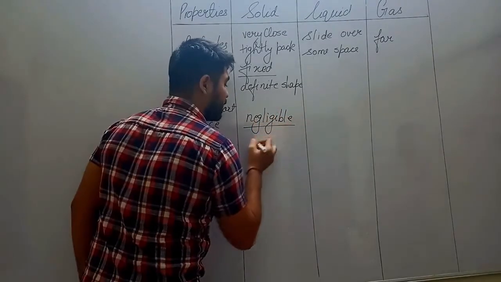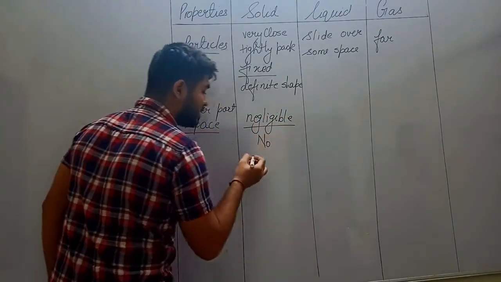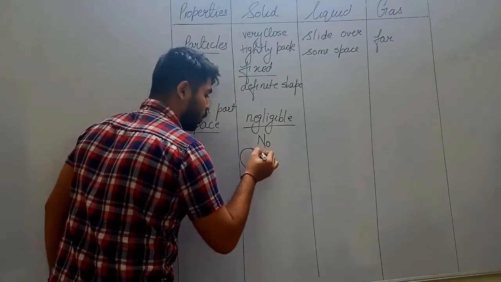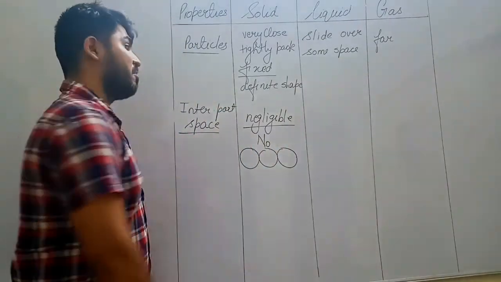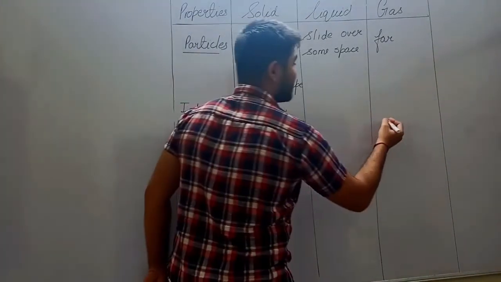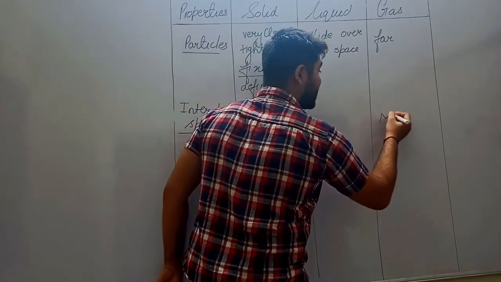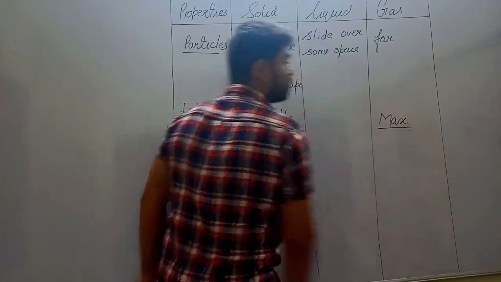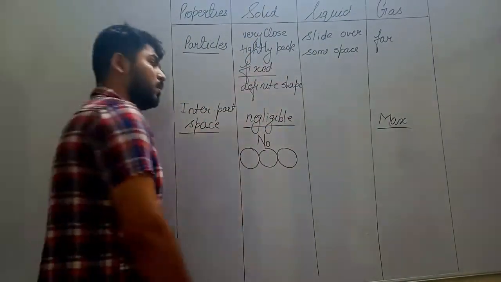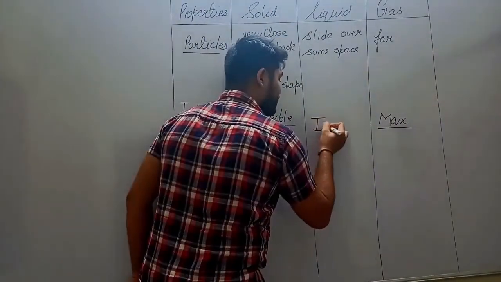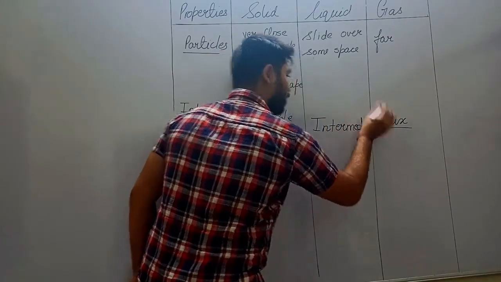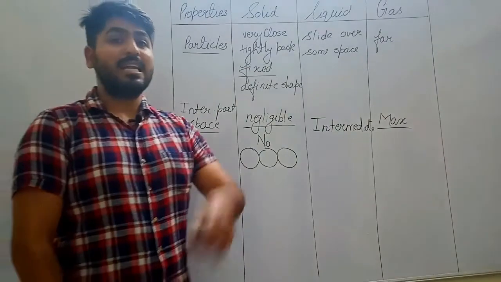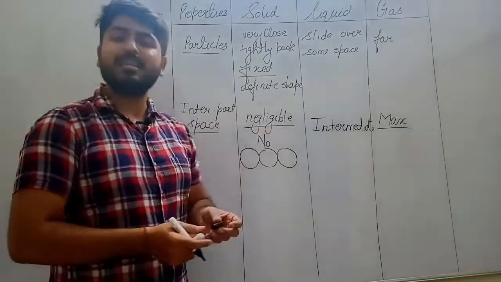Or we can say there is no space between the particles. The particles stick to each other. Whereas in the case of gas, the particles are at maximum distance from each other. And in the case of liquid, they are at intermediate distance from each other.